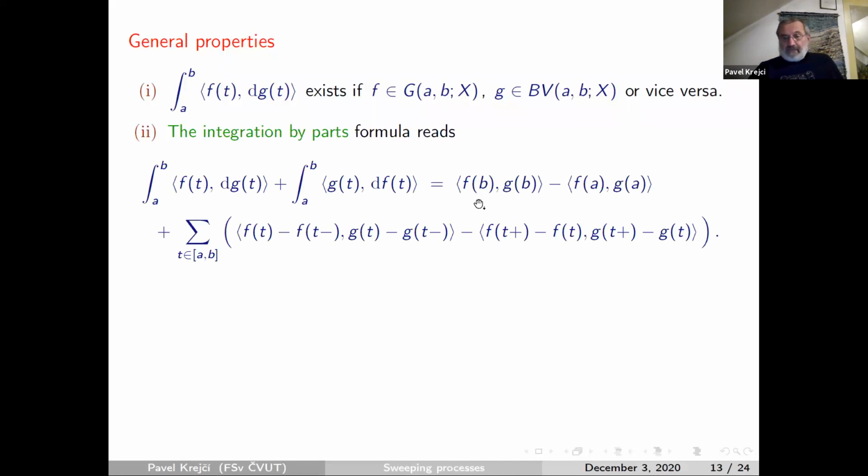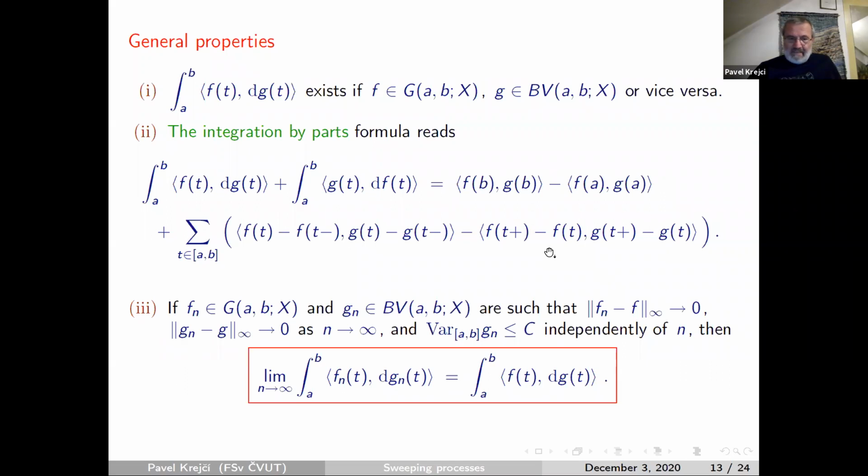Now we have an integration by parts formula. There are the standard terms f(b)g(b) minus f(a)g(a), but then there are all the contributions of jumps in the whole interval [a,b]. But of course this sum is finite, because the regulated functions have only countably many discontinuities.